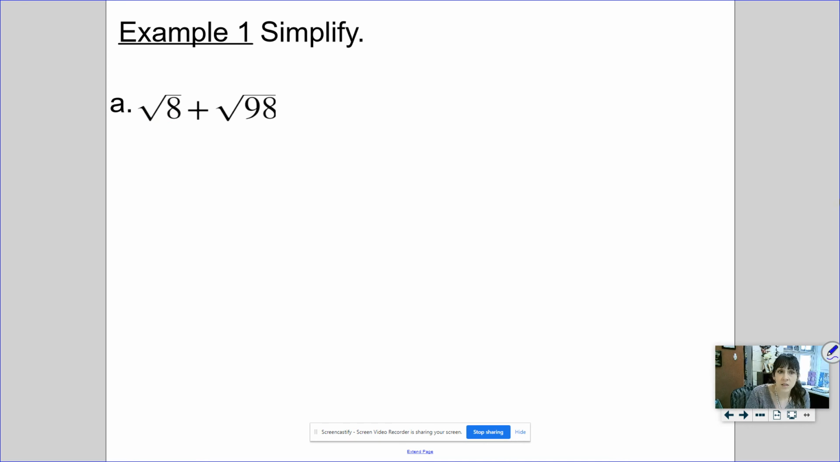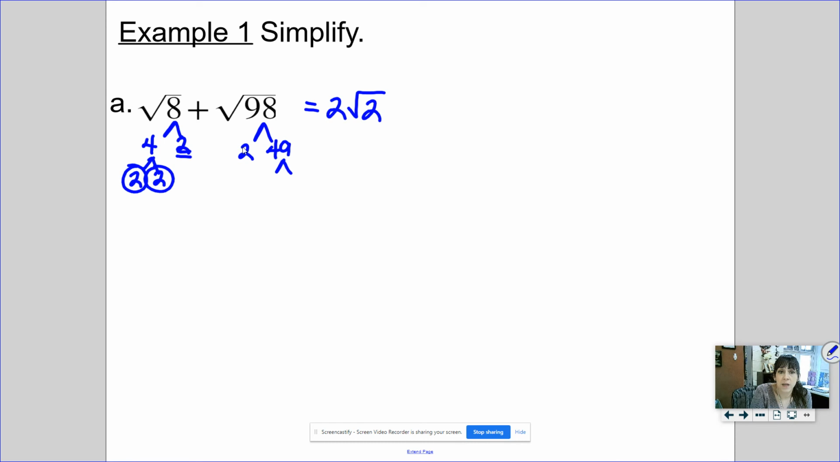All right, for this first example, again, I'm going to go through my 3-step process. And the first thing it says to do is to simplify each radical. So I need to break it down the way that I showed you in the last lesson and rewrite it. So this one would be 2 with a 2 left on the inside. So 2 radical 2.